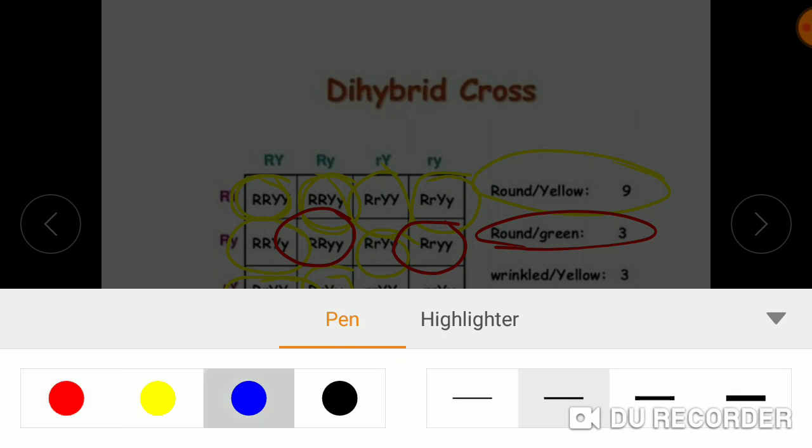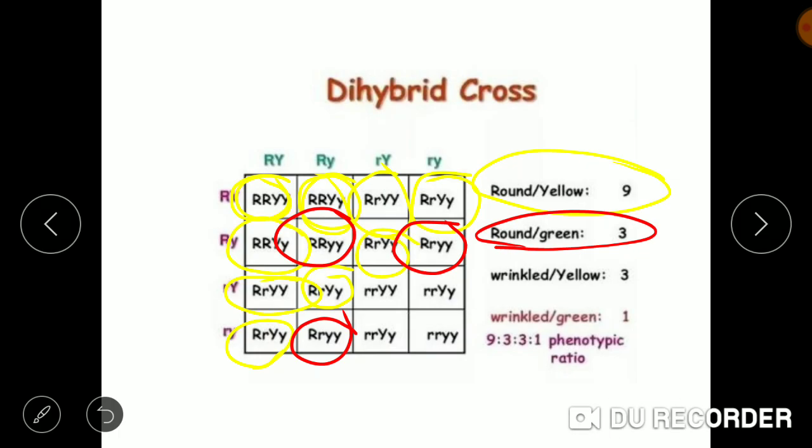Now small r and capital Y. Small r is representing the wrinkled variety and capital Y is representing the yellow. Small r and capital Y.